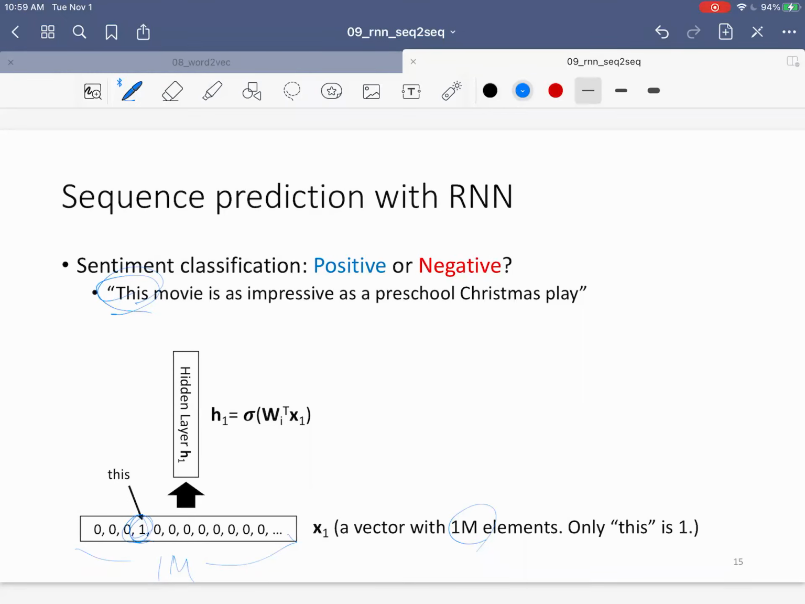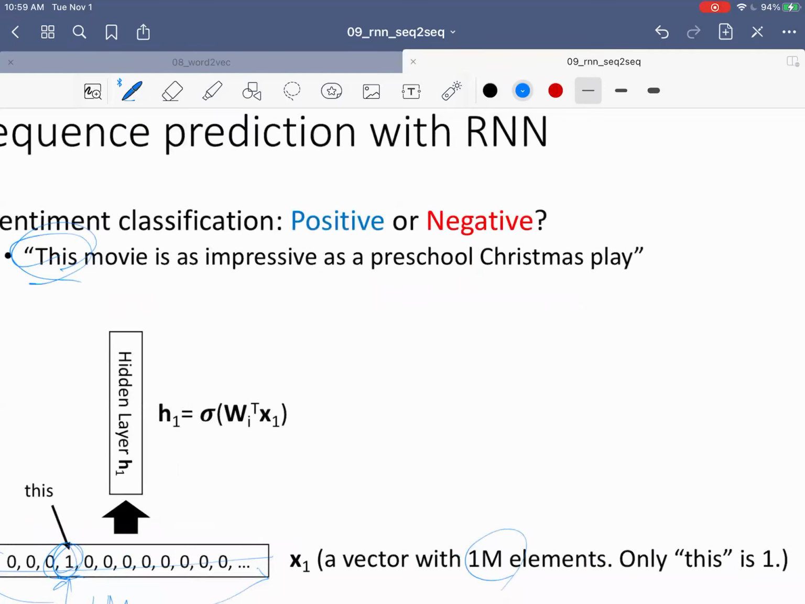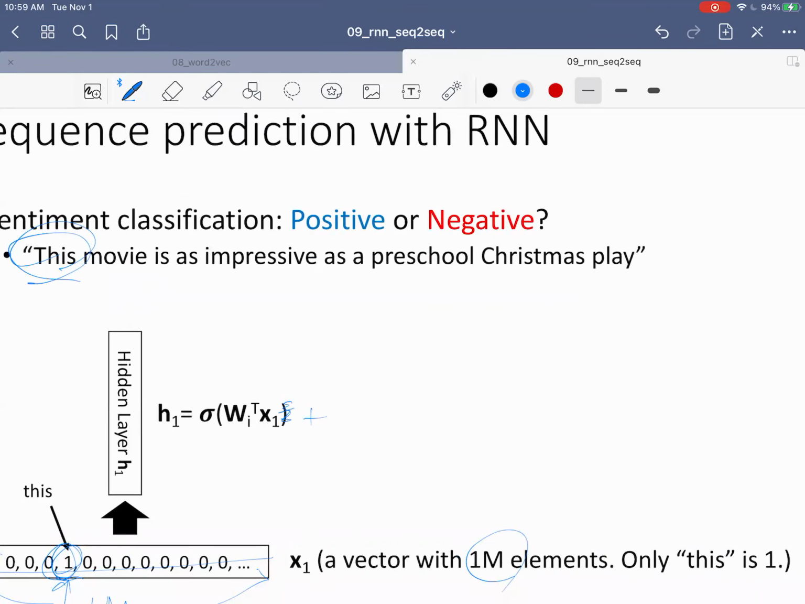So this is the first word. The fourth place is the place for the word this, and you treat this as x1, and then you put this into your RNN. Here, the term U, H0 plus B is actually hidden. Bias is omitted. For H0, we said that H0 is usually initialized with a zero vector, so this is also gone. That is why we just simply say this.